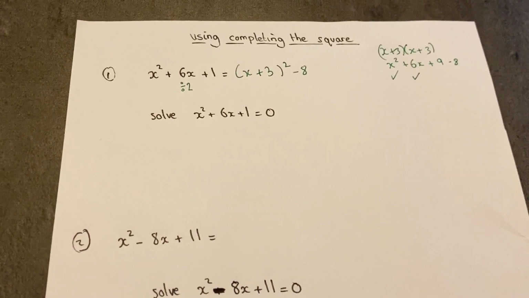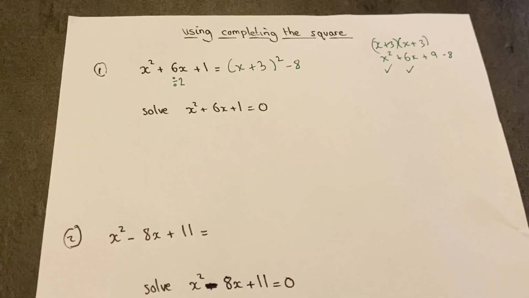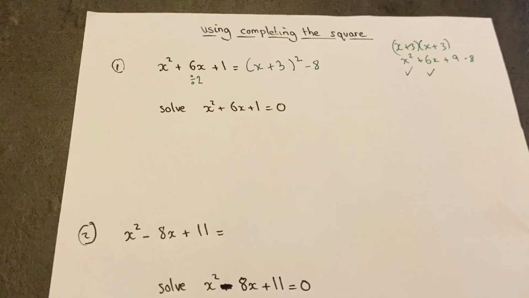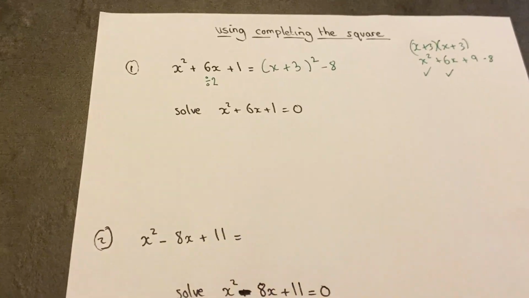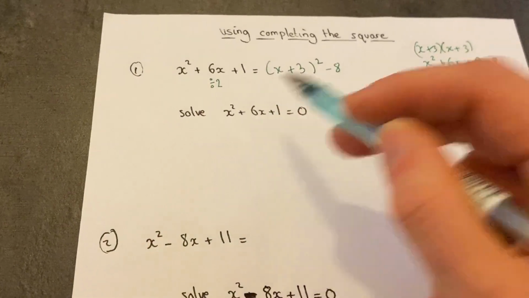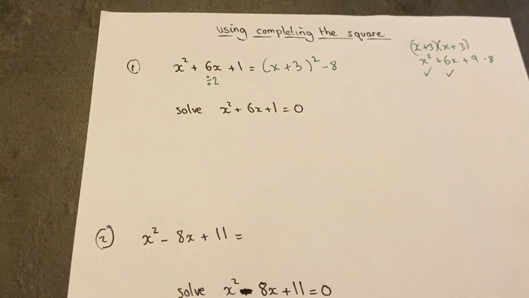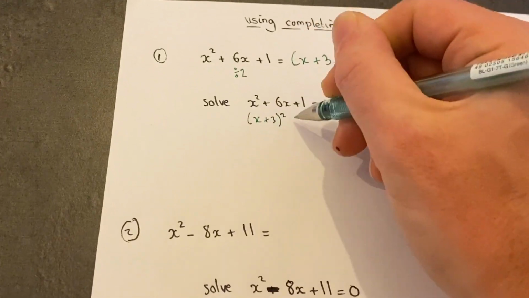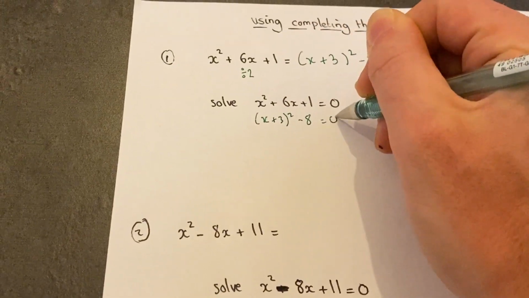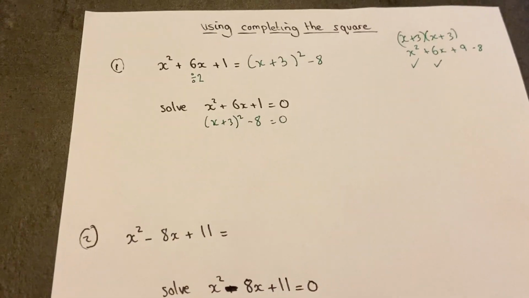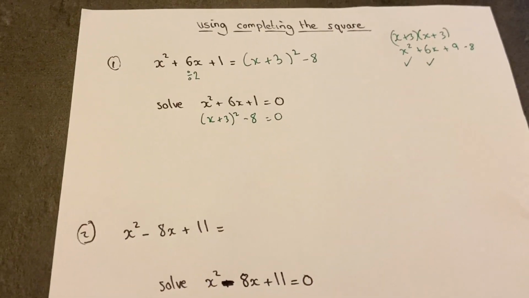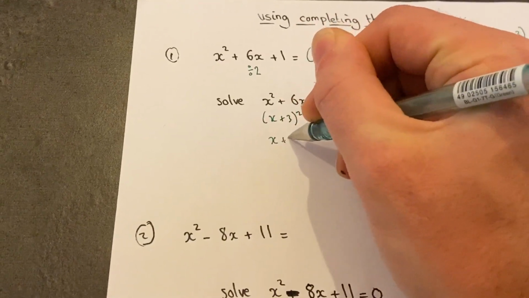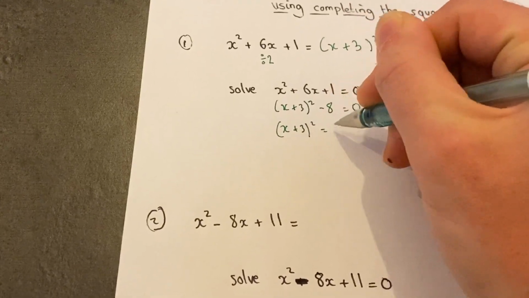I can use that for two main things. Number one is to solve equations that don't factorise. Now, if I've got an equation equal to 0, I can rewrite the x squared plus 6x plus 1 as x plus 3 squared minus 8 equals 0. That was a bit from the first part of the question. Then to solve this, I add 8 to the other side. It becomes positive 8.